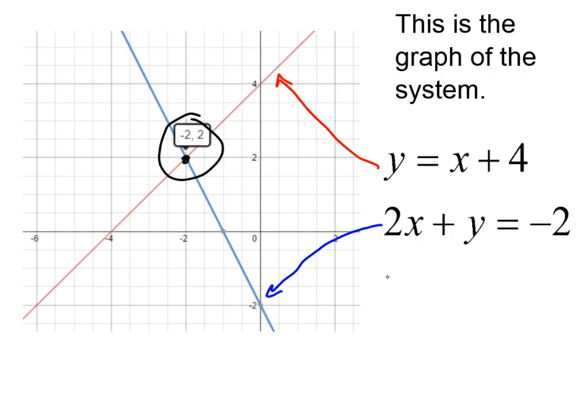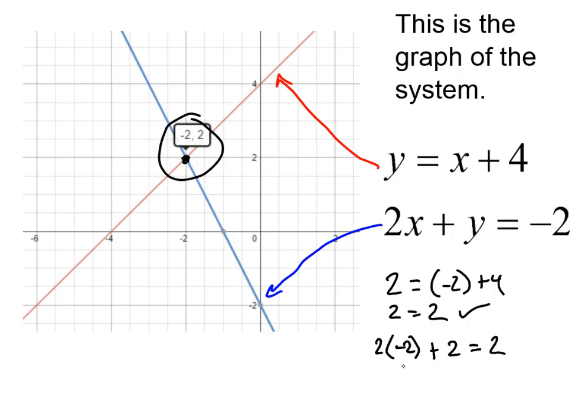If I were to substitute this point into both, let's find out what happens. 2 equals negative 2 plus 4. This ends up with an equation that says 2 equals 2, which is a true statement. Plug it into the second equation of our system. 2 times negative 2 plus 2 equals negative 2. So this is a true statement as well. The x and the y work when you plug them into both equations.